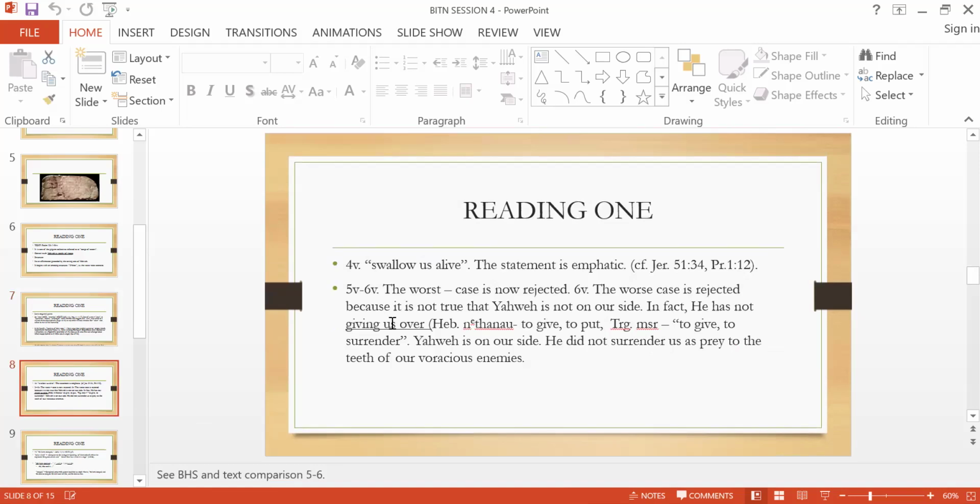Of course, verse 4 talks about when they swallowed us, they could have swallowed us alive. Here, the word alive is very, very emphatic. It's trying to really say that, look, these guys would have swallowed us up. Alive. Let's read it like that. Alive. So this describes the kind of enemy that they were faced with. Now, verses 5 to 6 give us more. The worst case scenario is rejected in verse 6.